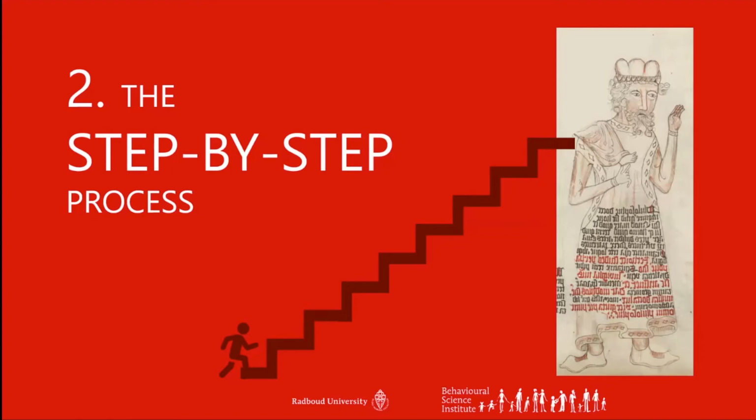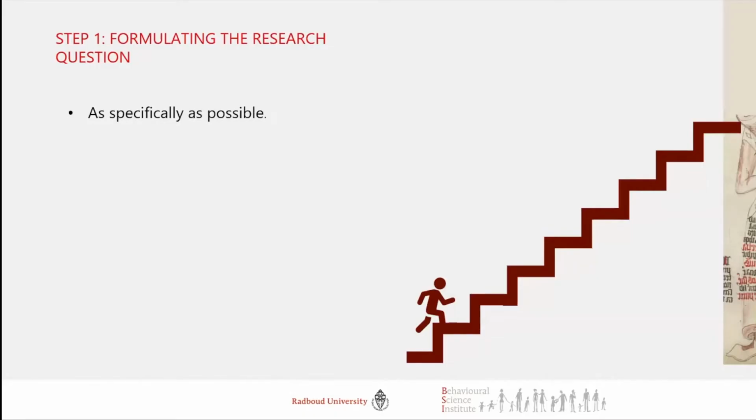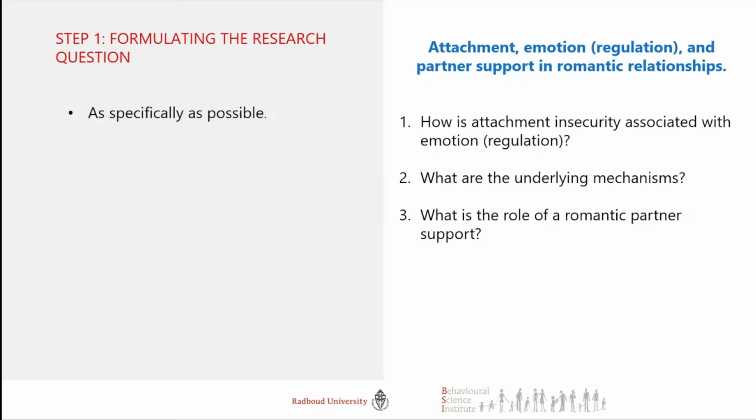So, the rest: what are the processes? The first step is, of course, formulating your research question. It's good to be as specific as possible. At the beginning of my PhD, I was so naive that I thought, oh, with a systematic review I will get an overview of the whole field. So I started with these three broad research questions: how is attachment insecurity associated with emotion and emotional regulation? What are the underlying mechanisms? What is the role of romantic partner support? You will see why it was problematic.